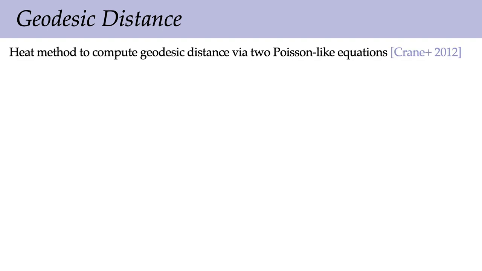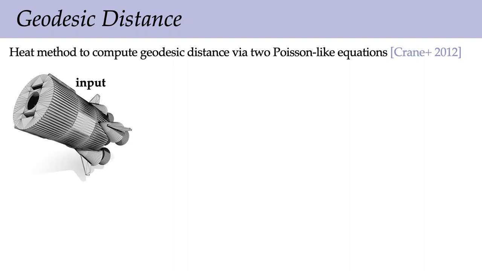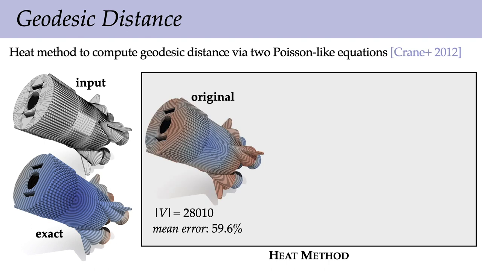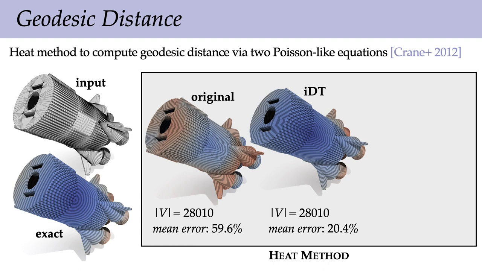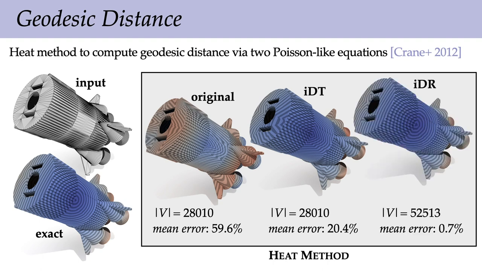Let's look at computing geodesic distance using the heat method, which was one of the examples we saw earlier during the coding tutorial. If we apply this algorithm out of the box on this low-quality triangulation of a rocket ship, we get a solution with massive, almost 60% error, which looks nothing like a distance function. Just doing intrinsic Delaunay flips takes the error down to 20% and gives us something that starts to look like a distance function, while intrinsic Delaunay refinement drops our error all the way down to less than 1%, and it hardly had to double the number of elements in the triangulation.